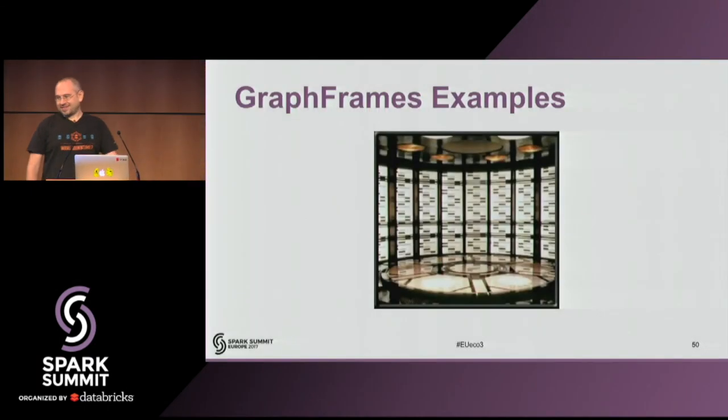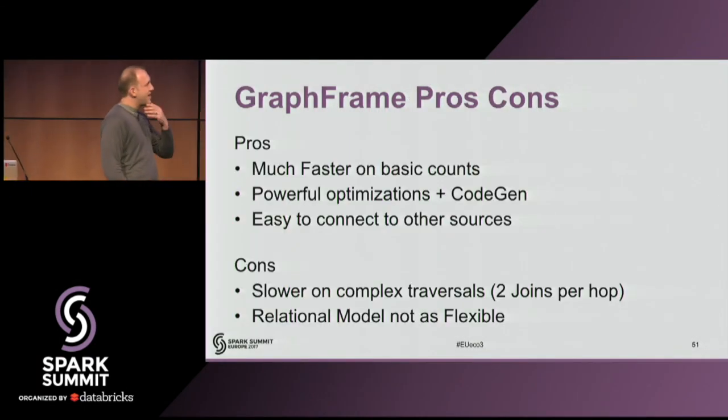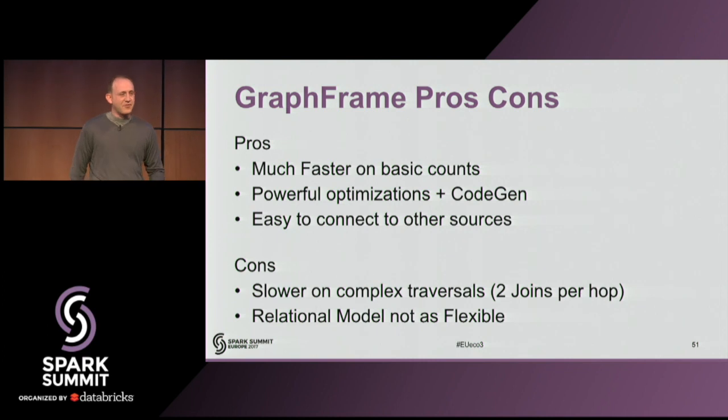Yep. So we saw that in GraphFrames, we have some different trade-offs here. One of our pros is that we're going to be much faster on basic counts, things that are able to use Catalyst directly. We're going to be a little bit slower on our more complex traversals. Every time we have to do a jump, if we're using all of the data, that means we have to do 2 shuffles every single time. But again, it's also very easy to connect to other sources, and we get all of those great Catalyst benefits.